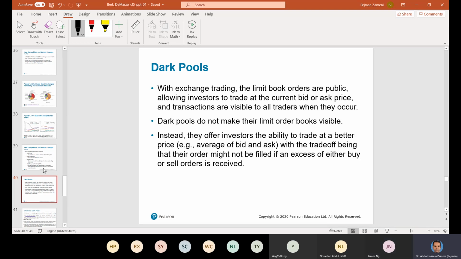But dark pools do not make their limit order books visible. All this information is in a way hidden under dark pools. Instead, they offer investors the ability to trade at a better price, for example the average of bid and ask, with the trade-off being that the order might not be filled if an excess of either buy or sell orders is received.